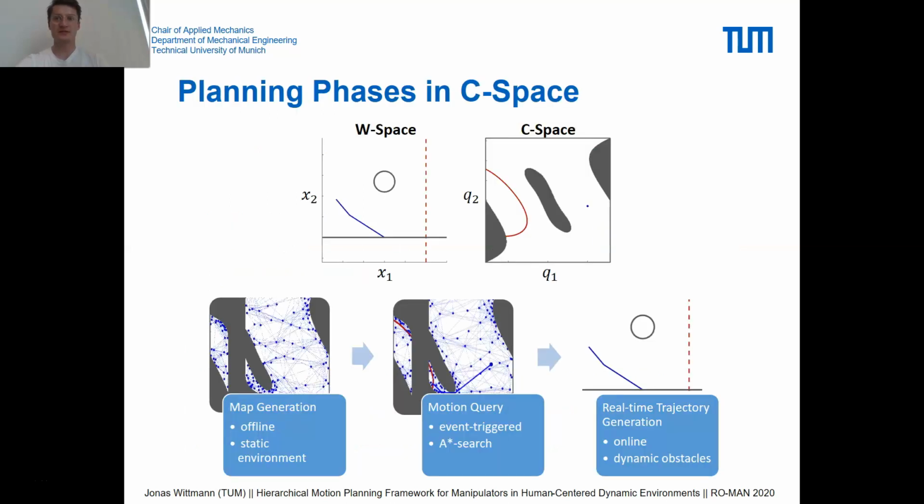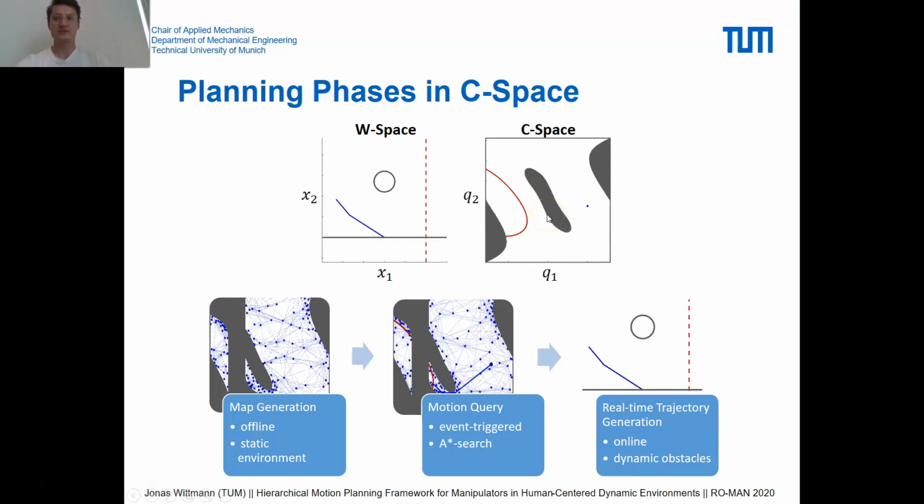The task that is assigned to the manipulator consists of reaching a fixed pose formulated in the robot's task space with a feasible trajectory respecting its kinematic and dynamic limitations. This figure shows a two-arm manipulator operating in 2D whose task is to reach a specific x1 coordinate, that is to say, the red line. The planning, however, is done in the robot's configuration space, which is shown to the right.